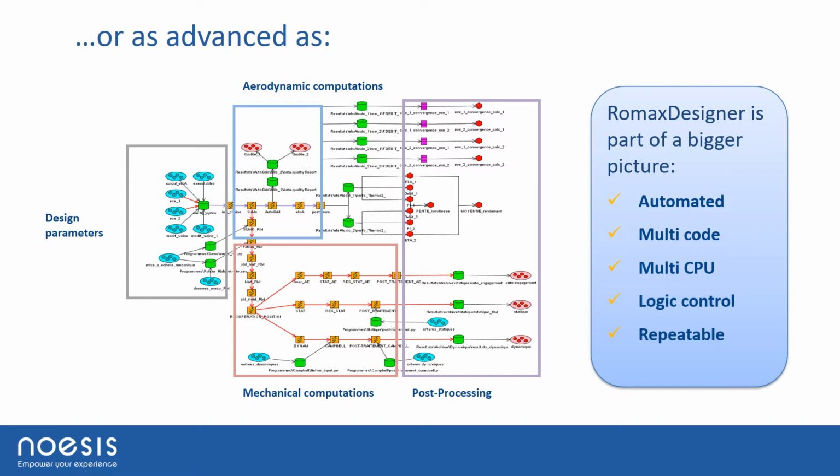We can also control some logic. If some condition is satisfied, launch the meshing. If not, don't do it. All those kinds of things can be included. And it needs to be repeatable. You need to be able to do this multiple times. If you run one problem once and you do the exact same a month later, you should have the same result. And so that's what we intend with repeatable.